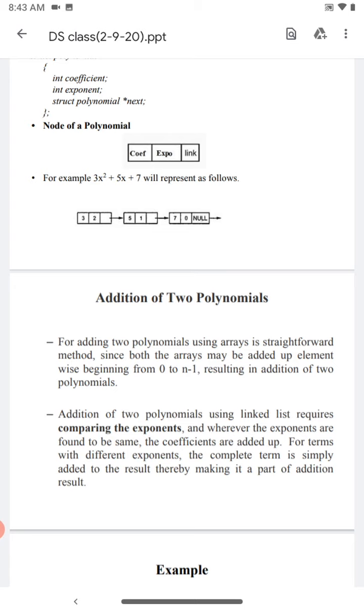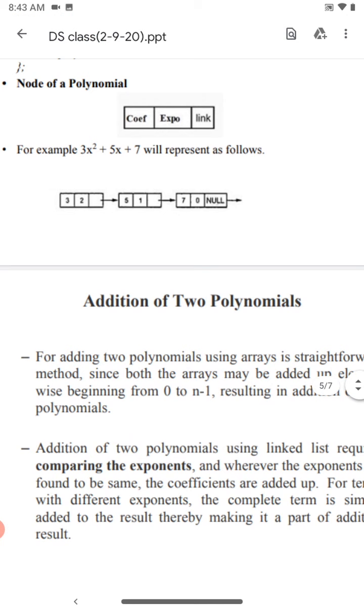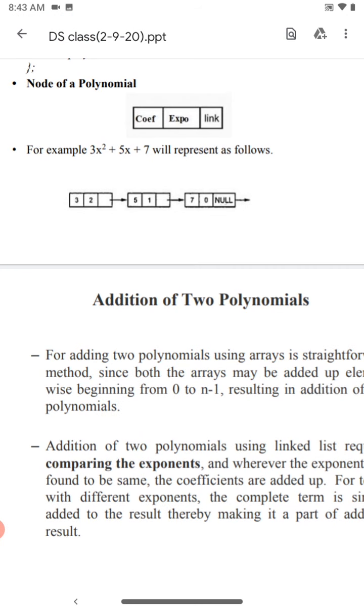Each and every node has three fields. The first field represents the coefficient, the second field represents the exponent, then the third field is the link field that represents the address of the next node. So consider this example. In this example, the first term is 3x squared. So in the first node, the coefficient is 3 and the exponent is 2. So 3, 2, then the link, which specifies the address of the next node.